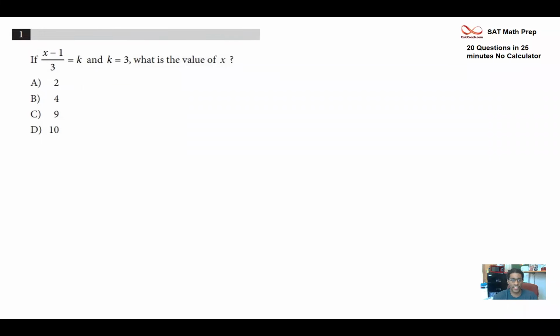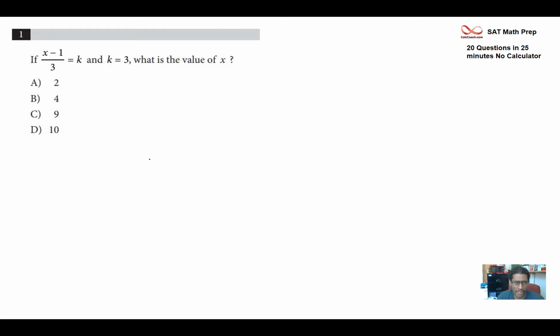Okay, so this is SAT math prep. We're doing 5 questions at a time. These particular 5 questions are the first 5 from the non-calculator section. And in those sections, you'll have 20 questions in 25 minutes. Okay? All right, here we go.